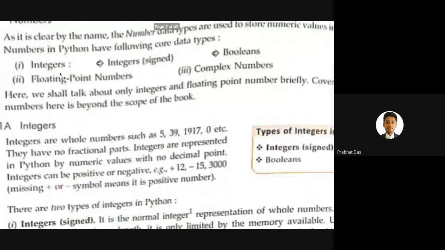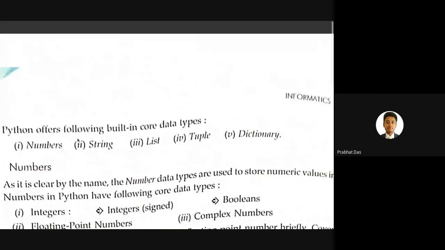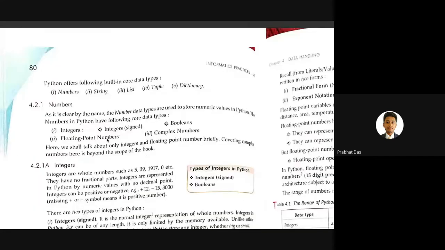So these were the data types that we have discussed: numbers, strings, lists, tuples, and dictionaries. As of now, we have already discussed numbers, and also what exactly strings are. So now we'll move ahead with the next data type, that is list.